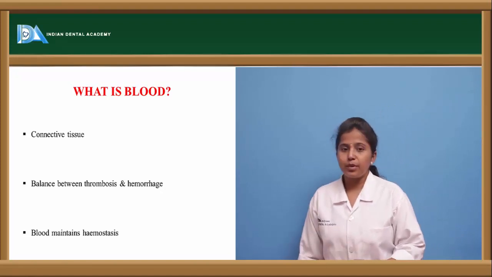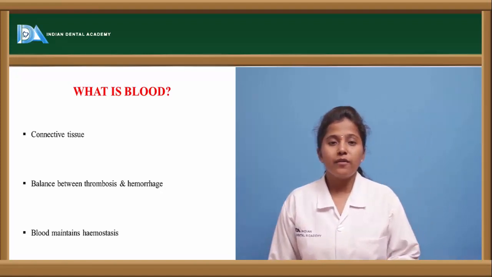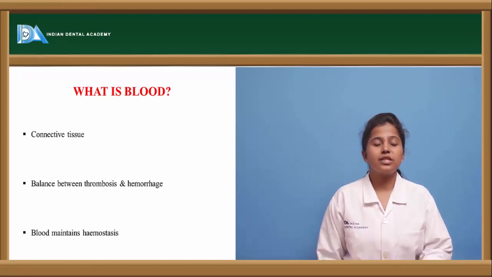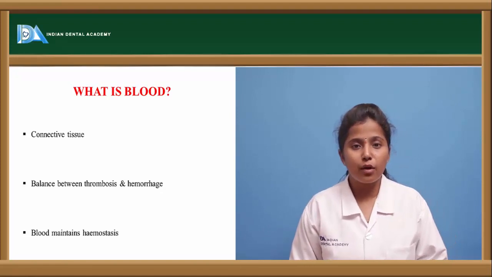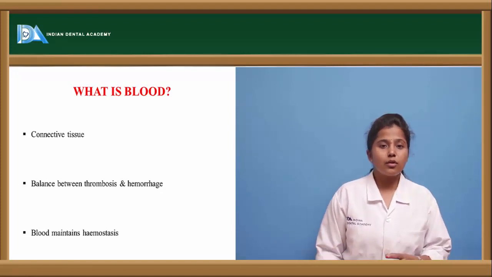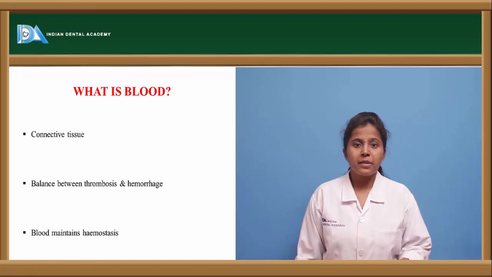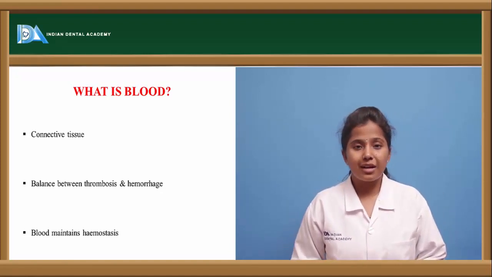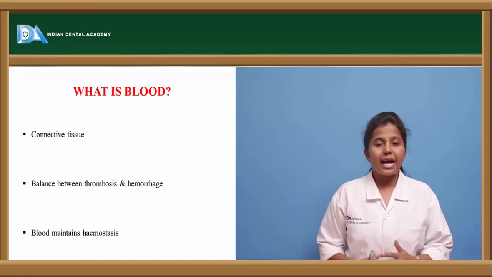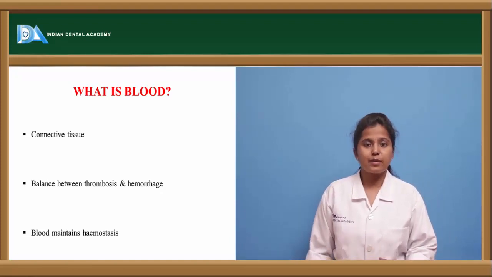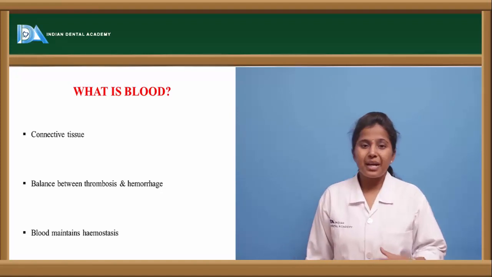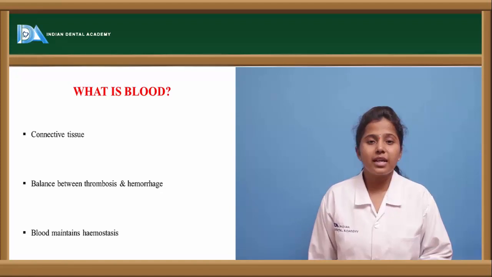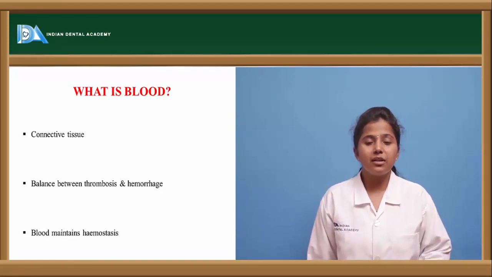It is a balance between thrombosis and hemorrhage. These are like clots which are formed in the body. Thrombosis is a clot which is formed in a particular blood vessel, and hemorrhage is a condition of bleeding from any part of the circulatory system. So blood acts as a balance between thrombosis and hemorrhage, and blood maintains hemostasis. Hemostasis is a condition where there is a proper flow or bleeding of the blood.